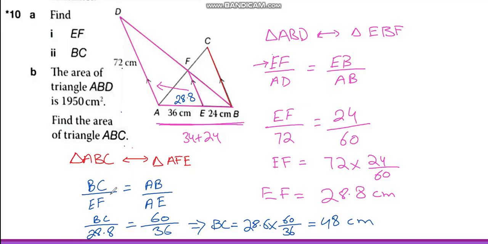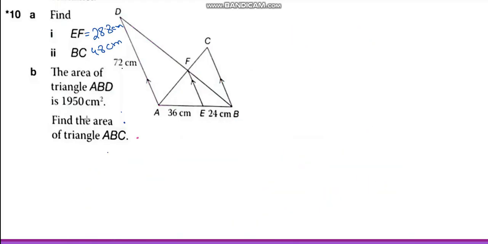So by using the corresponding side ratios, we have found the side length BC. EF was 28.8 centimeters and BC is 48 centimeters. Now in B part, it says the area of the triangle ABD is 1950 centimeters square. So ABD is this triangle, the bigger one, and its area is 1950 centimeters square. And we have to find the area of the triangle ABC.